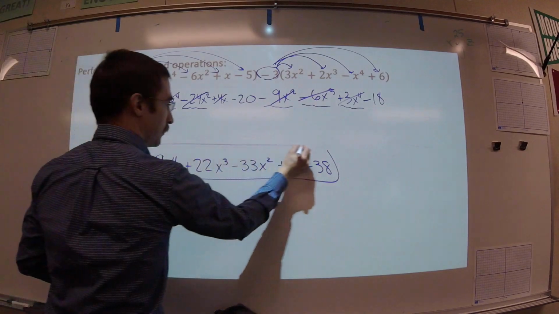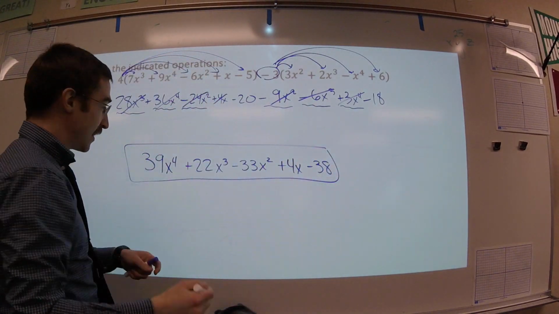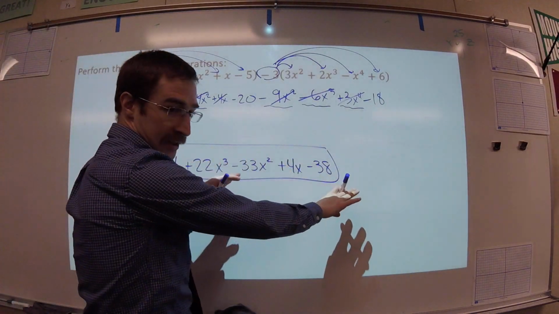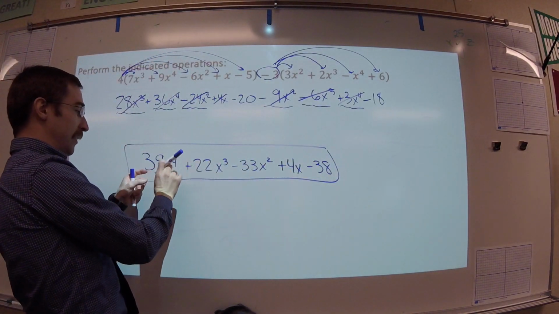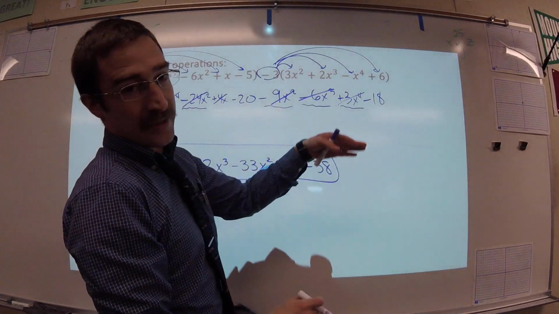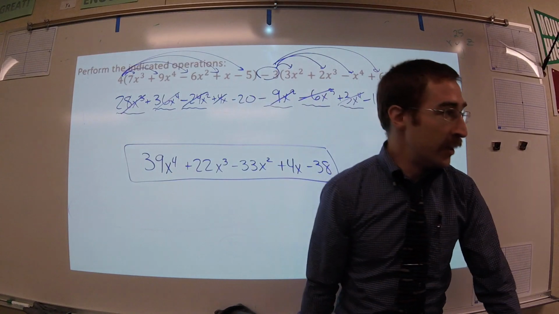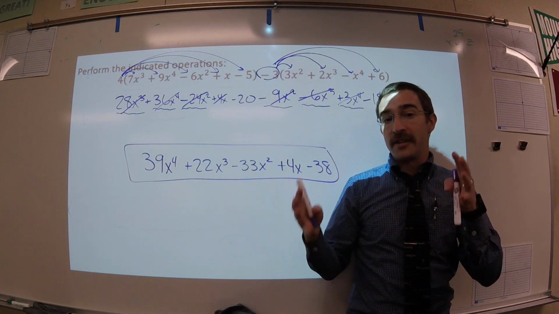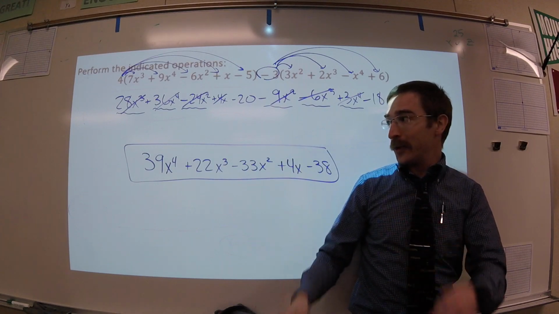There's our answer, written nicely in standard form. Biggest exponent first on the variable, constant at the end, no repeated variable to the same exponent, right? It's x to the 4, x to the third, x squared, x, and constant. All right, so that is basically the skills you need for section 7.1 for this Algebra 1 section.